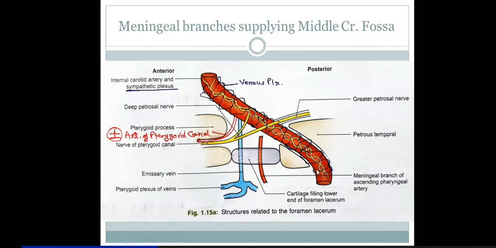The internal carotid is surrounded by a sympathetic nerve plexus, and of course also a venous plexus. Sometimes they ask about the contents of the carotid sheath. When you talk about the carotid sheath, it contains the internal jugular vein, common carotid, internal carotid, and vagus. These are mainly the structures, and of course the deep cervical lymph nodes.